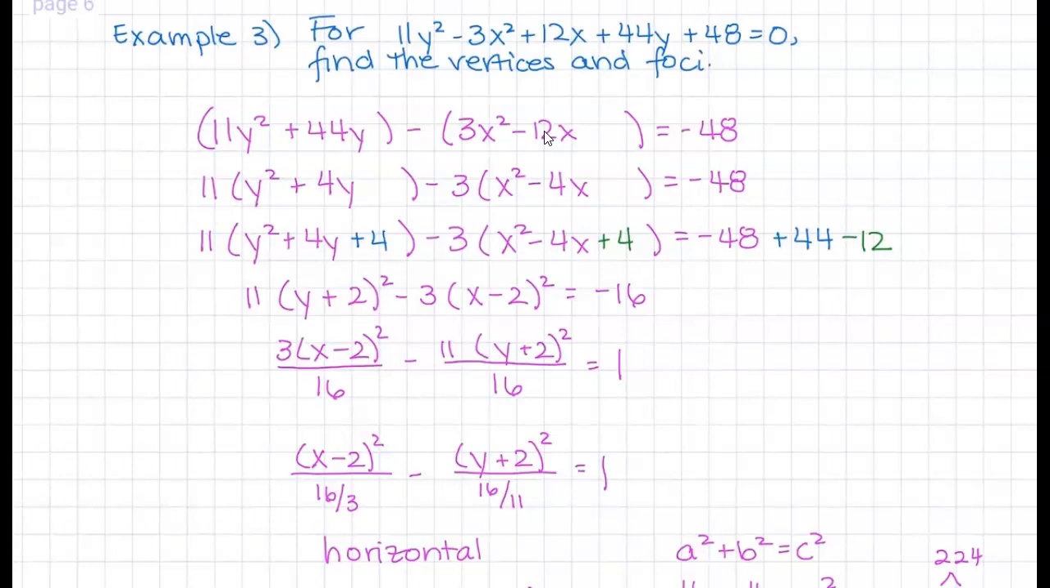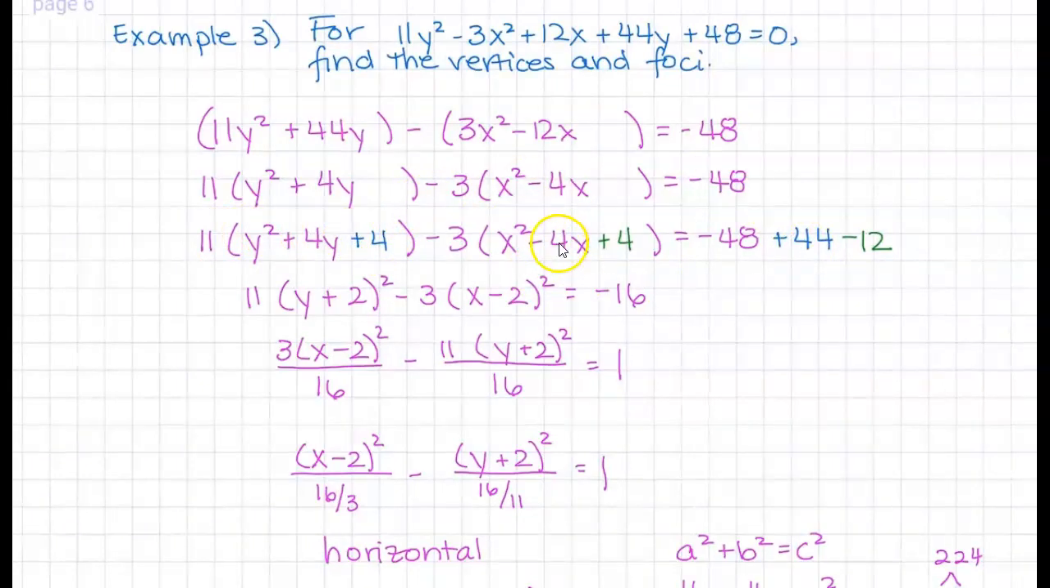But then I can't complete the square until the coefficient is a positive 1. So over here I had to factor out an 11. So this turns into 4y. And here I had to factor out a 3. So this turns into negative 4x. And now we can complete the square. Half of b squared, half of 4 is 2. 2 squared is 4. So I added 4 here, but I really added 11 times 4, so I've got to add 44 over here.